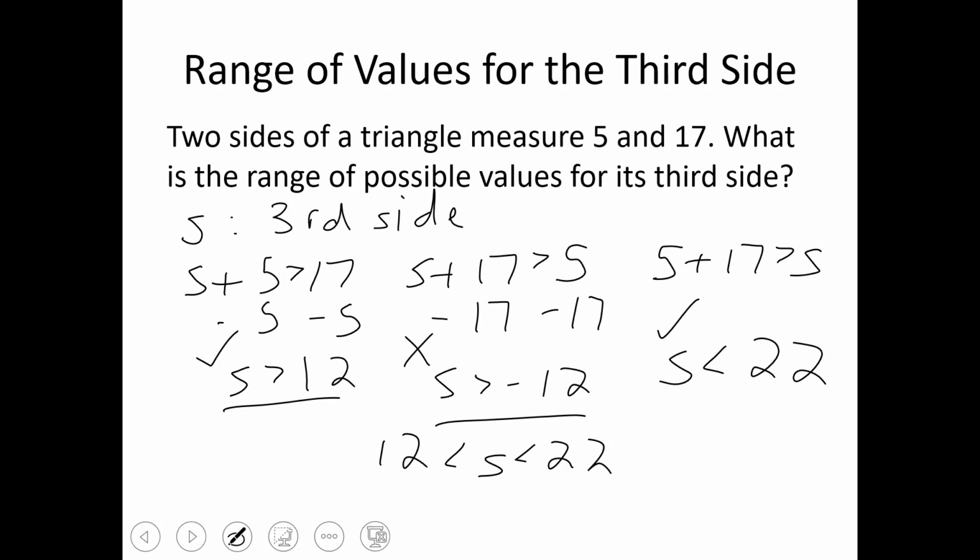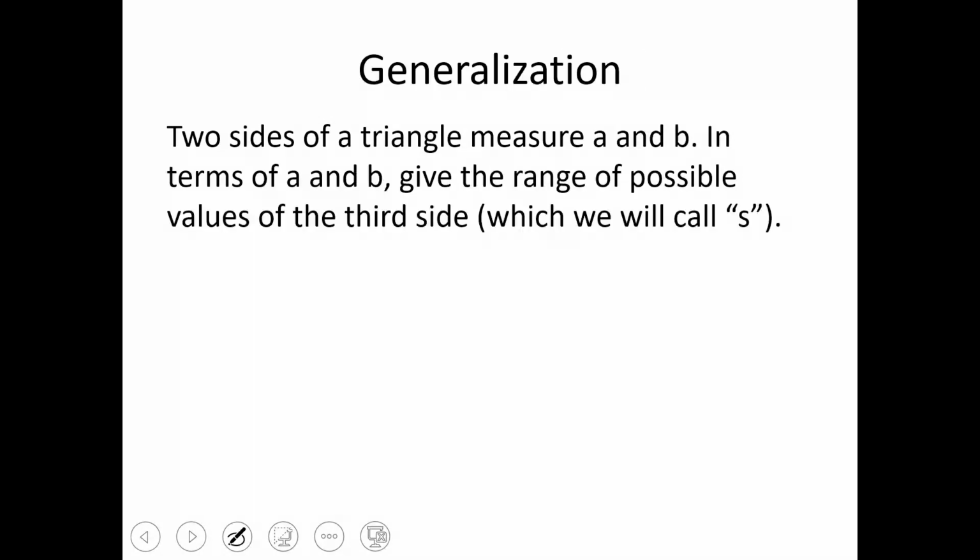So like 12.00000, however many zeros you want, and then a 1, that's perfectly acceptable as well. Okay, so anything in that range. Now, let's generalize this, okay?